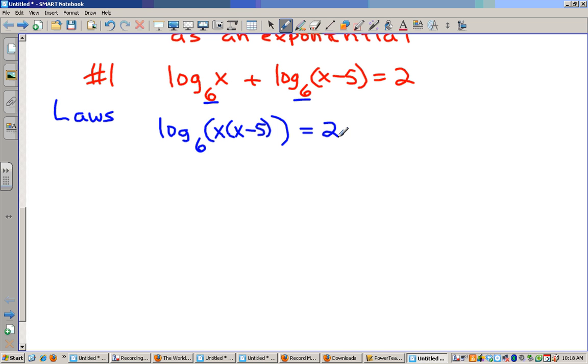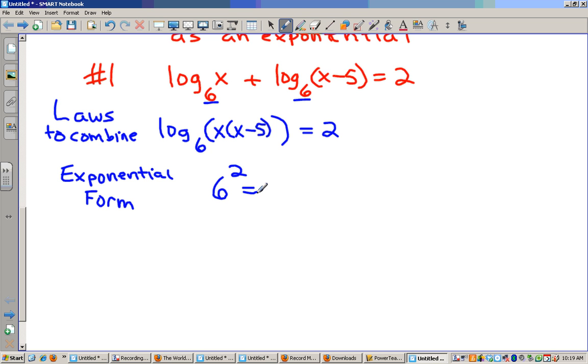But now you see we have a single log. Now we have a single log, right? We have one log equals something. And now we can just rewrite it using our definition of a log. So number one, you use the laws to combine. Now we're going to use the exponential form, which means what? What to the what? Good. 6 to the 2, and let's multiply this out, x squared minus 5x.